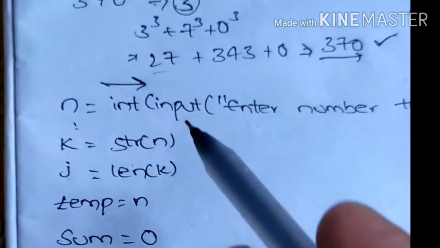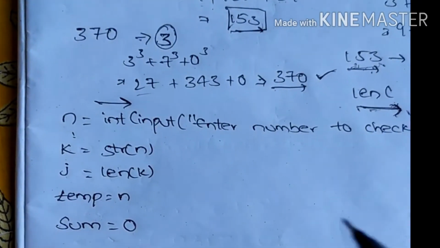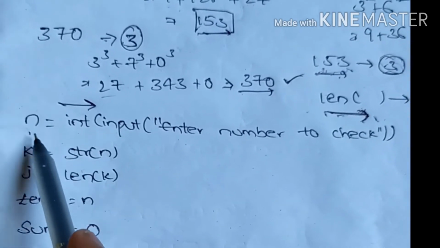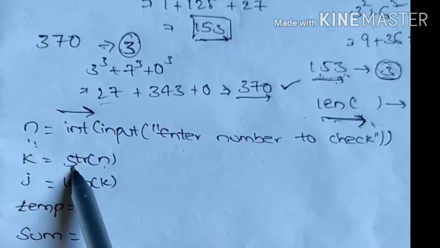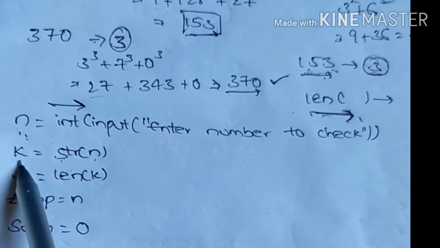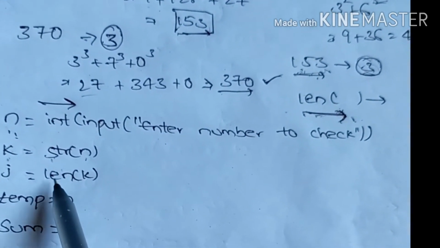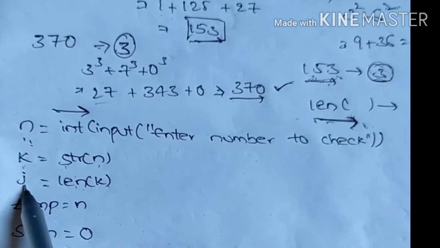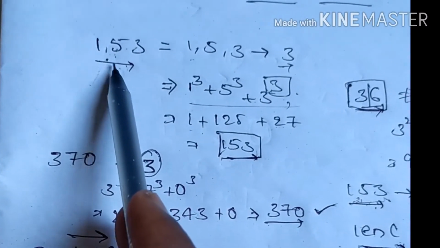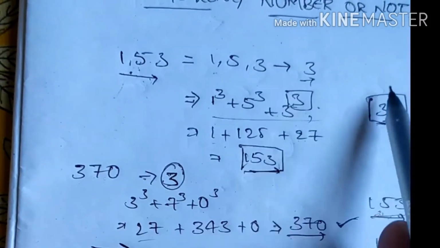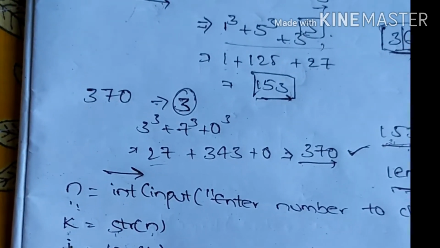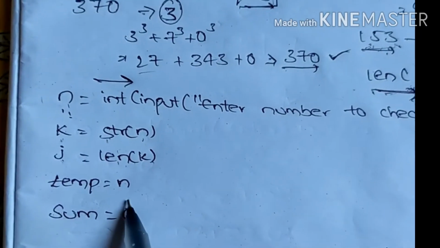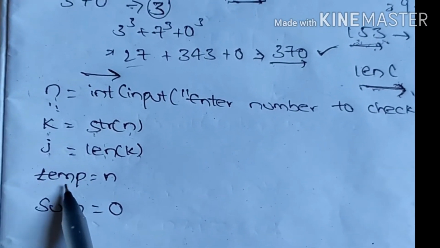So here I mentioned k equal to string of n, that is the n which will be entered by the user will be converted into string and it will be stored in k. To know the length of the k, just we given a built-in function, that is len of k, and it will be stored in j. For 153 the length will be 3, right? So this 3 will be stored in this j, and here the n will be assigned to some temp variable.